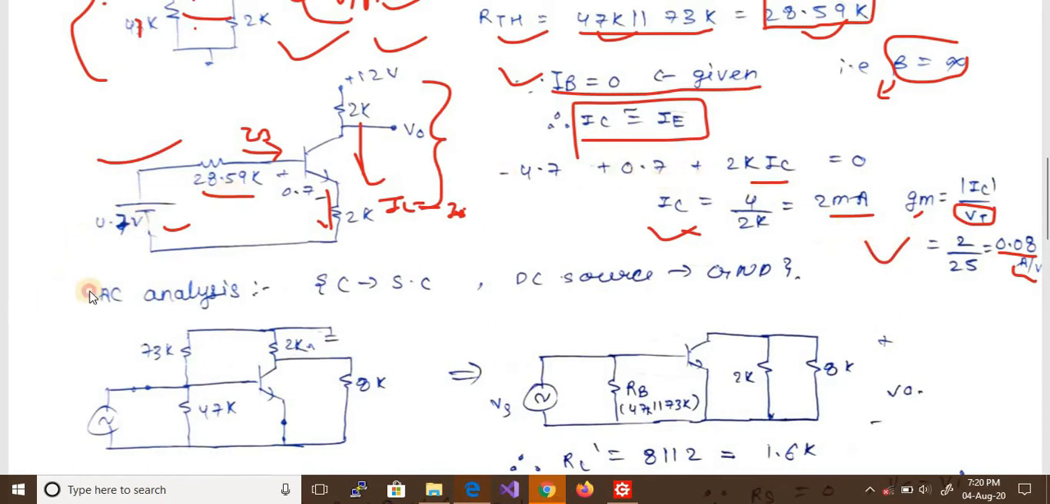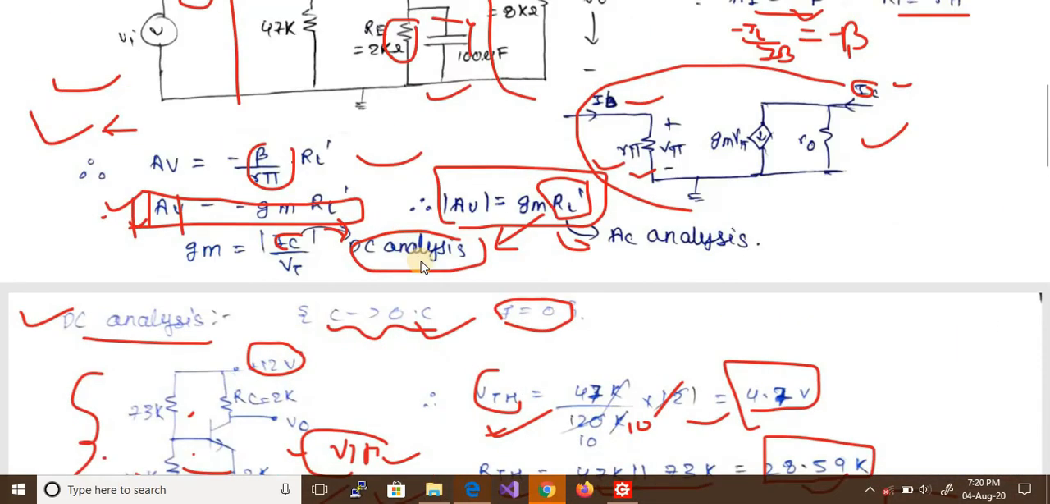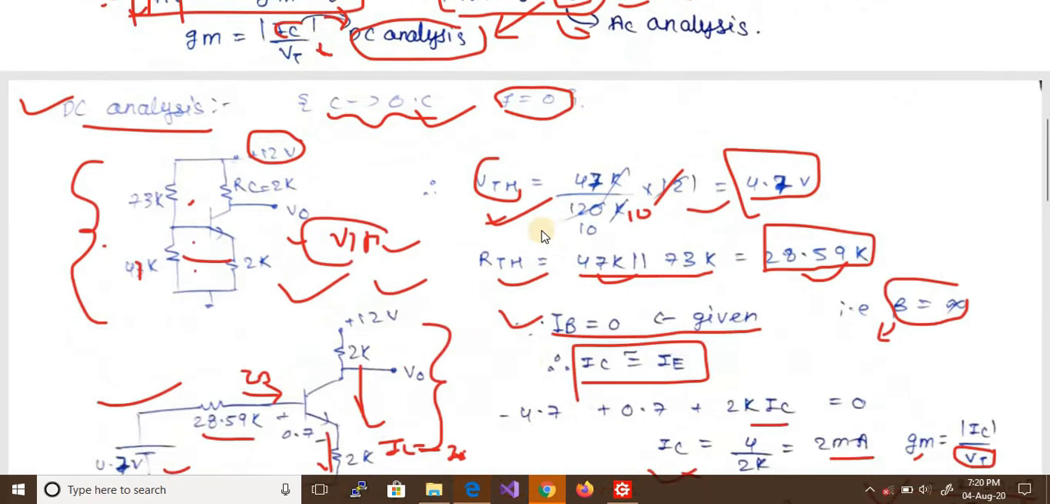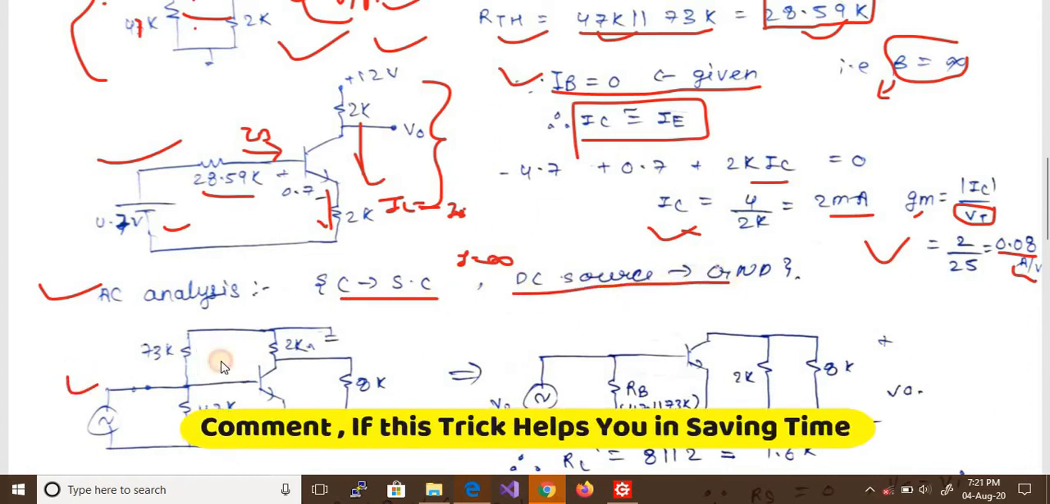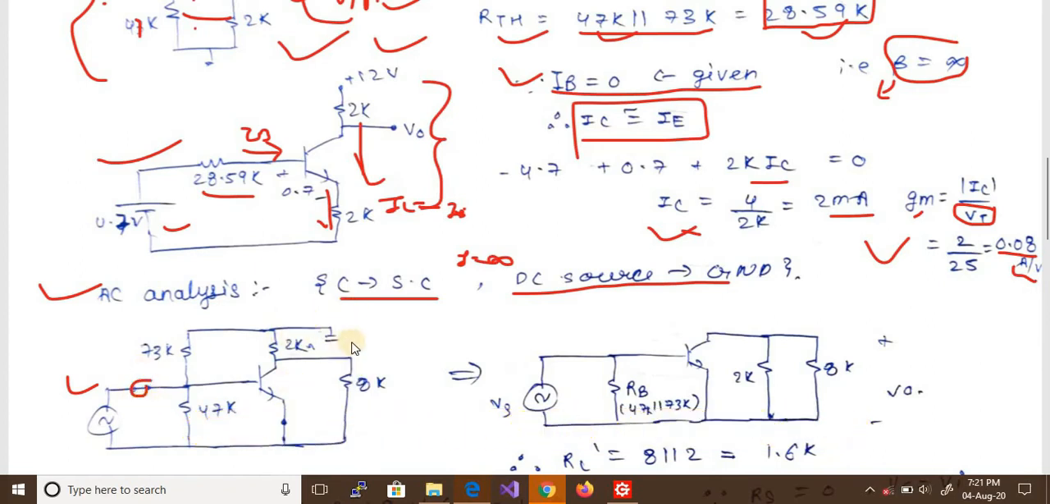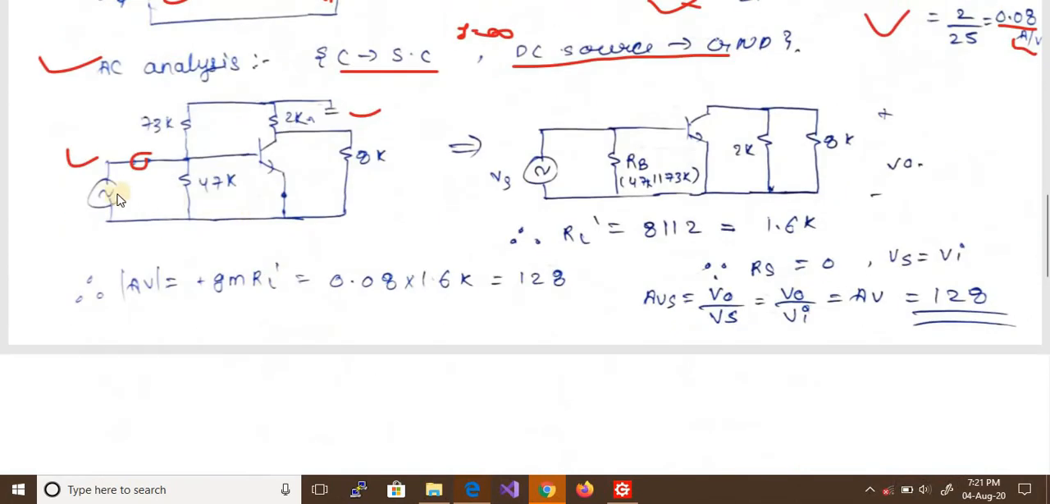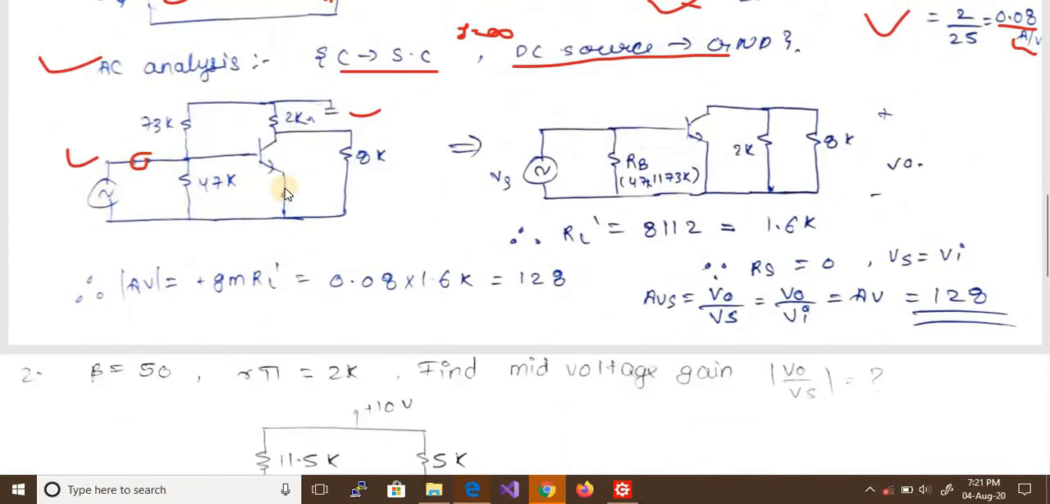Now we have to do AC analysis. We have done DC analysis for GM, and we have to do AC analysis for RL dash. For AC analysis, you are going to consider F equals infinite. At that time the capacitor is going to be short circuited, and you are going to make the DC source grounded. Only the AC source will be present, the DC source will be connected to ground, and the capacitor will be short circuit. If you do all this in this circuit, you will get this kind of circuit. This capacitor is short circuited, this capacitor is short circuited, and this DC is connected to ground.